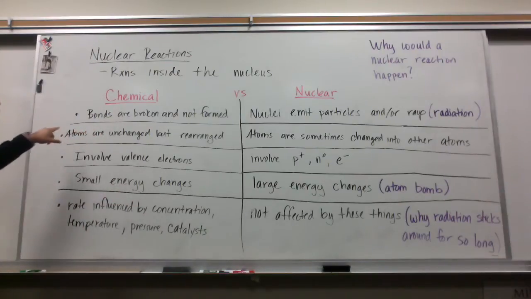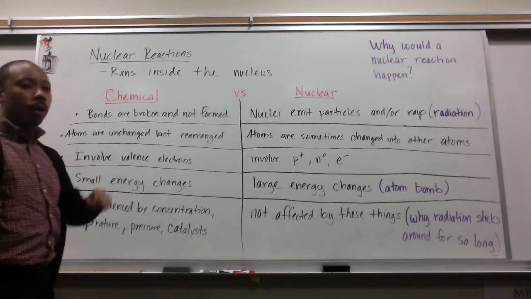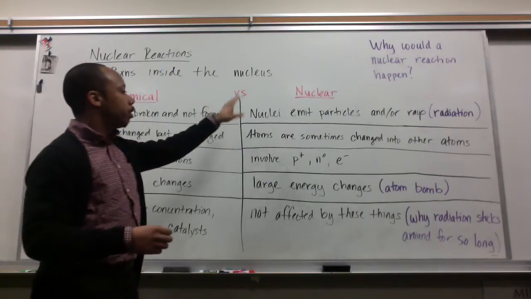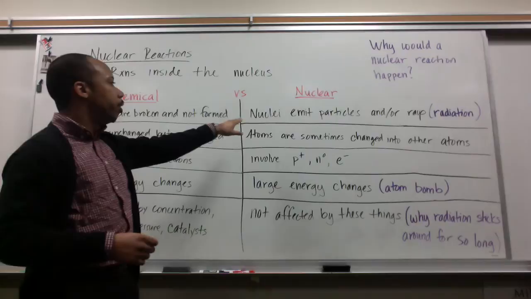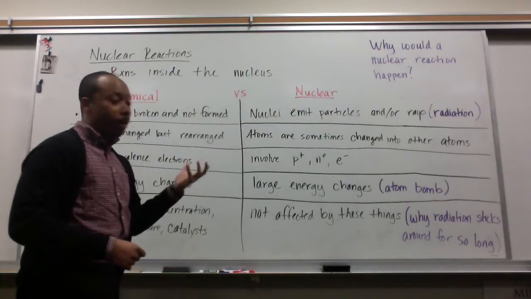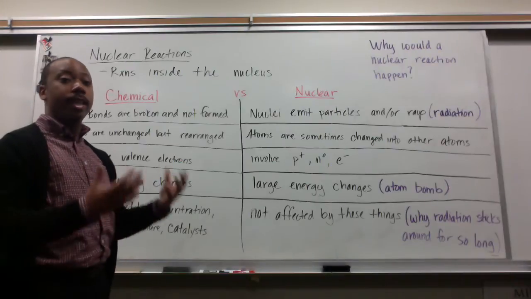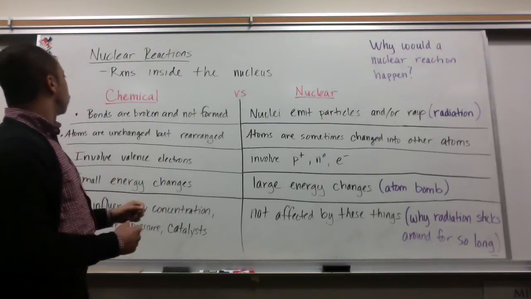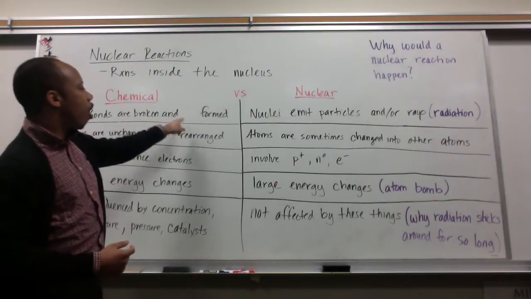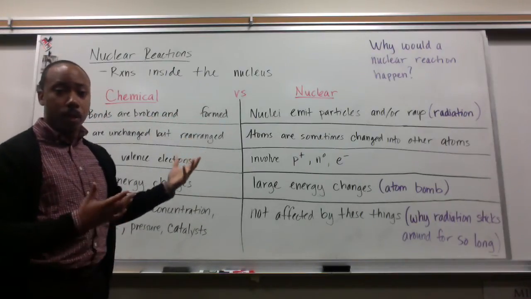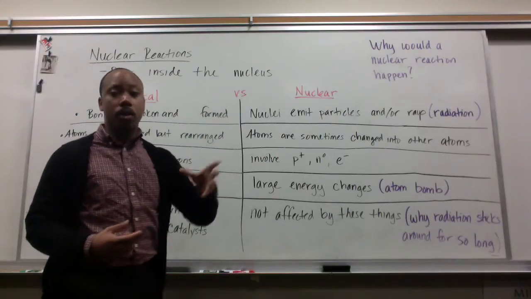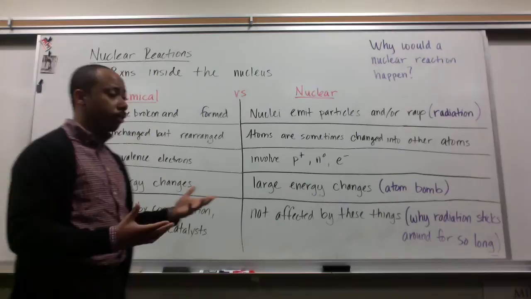In the chemical reaction, bonds are broken and formed, versus nuclear reaction. Nuclei emit particles and or rays. Those emitted particles and rays are known as radiation. Sorry, this should be bonds are broken and are formed. They can be broken and they can be formed in a chemical reaction. In a nuclear reaction, we emit particles and or rays, which is radiation.